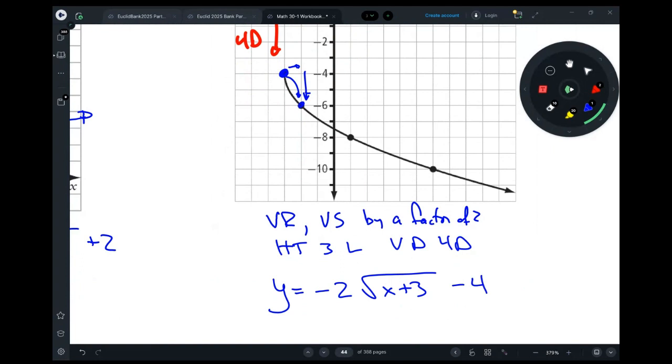And there you go. So again, just the same thing that we've been doing the last couple of lessons here, just applied very specifically to this radical function, just so we can get you comfortable with what this function looks like.